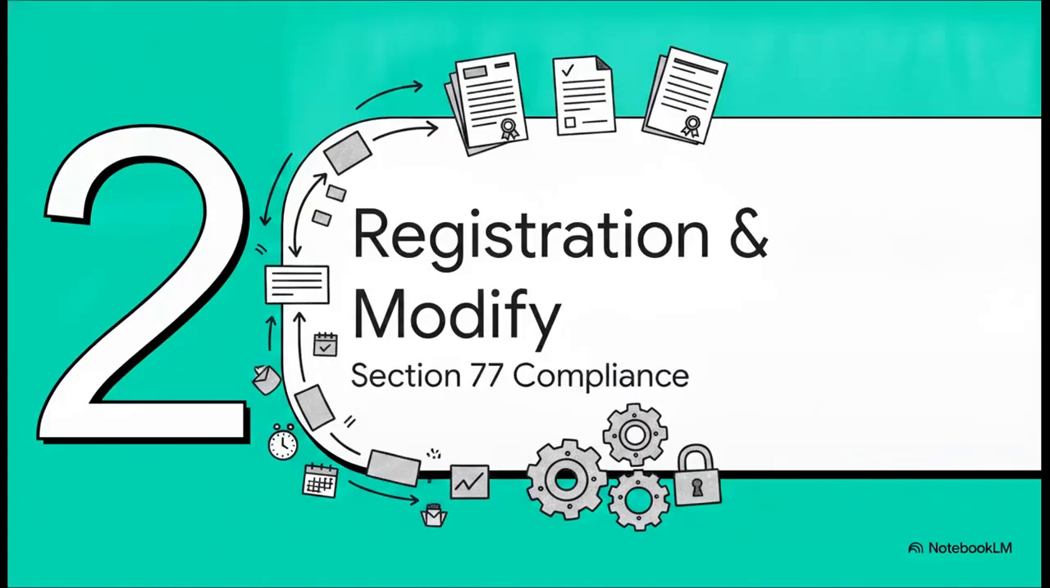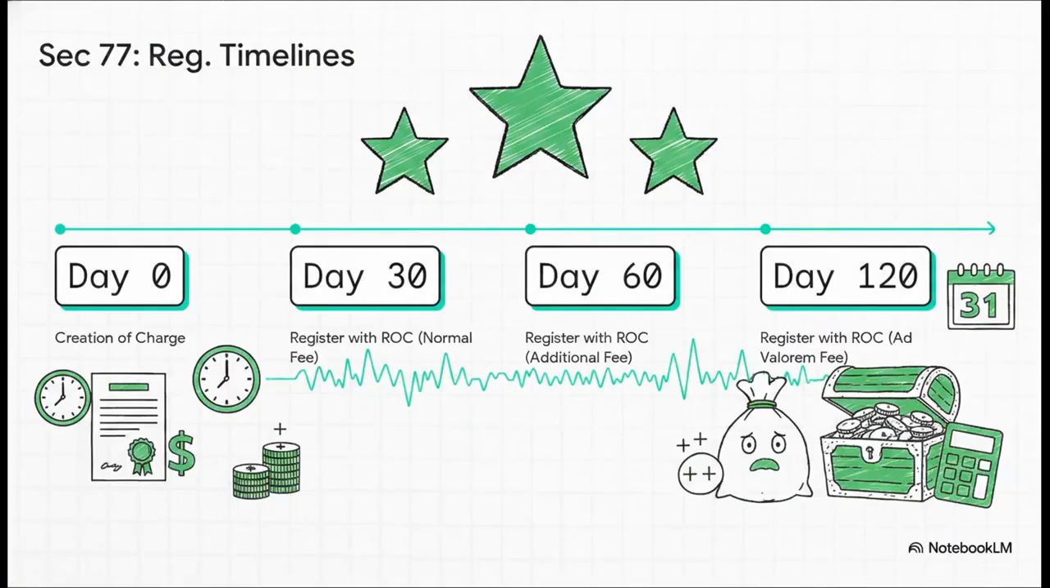Moving right along to Section 2, registration and modifications. Guys, this right here is incredibly important for your exams. You have to memorize this Section 77 timeline for charges created on or after the 2nd of November 2018. The primary duty is on the company to register the charge within 30 days of its creation, paying just the normal fees. If you miss that, okay, you get another 30 days, meaning up to 60 days total from creation, but you're going to pay an additional fee.